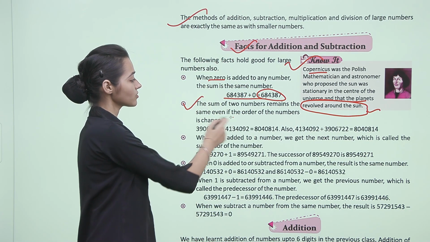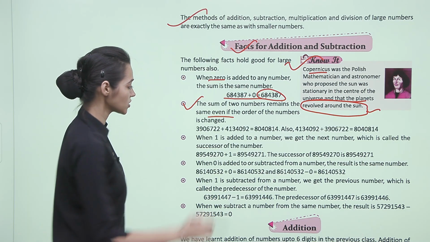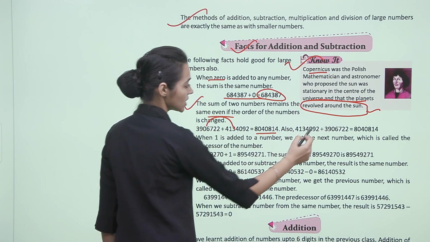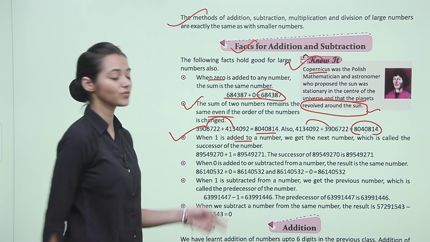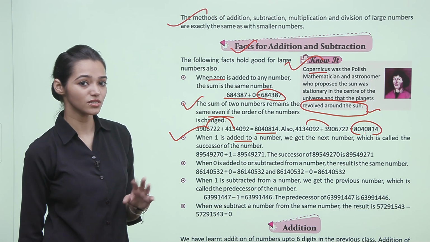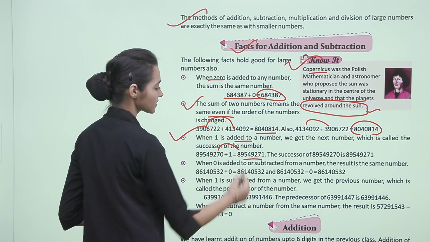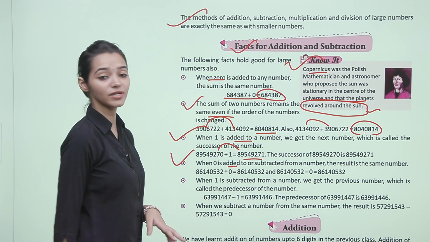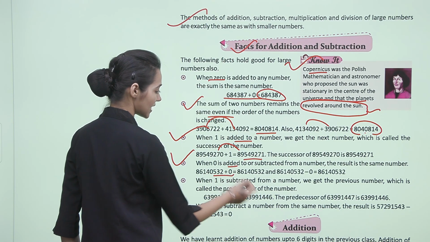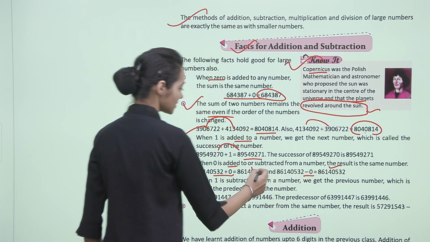Now the sum of two numbers remains the same even if the digits are changed. The two digits change and the sum remains the same. Now when 1 is added to a number, we get the next number, which is the successor. So this is the successor of this number. Next, when 0 is added or subtracted from a number, the result is the same number. 0 is added, subtracted, the answer is the same.